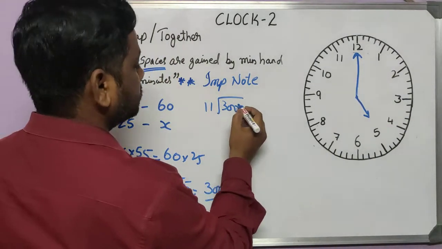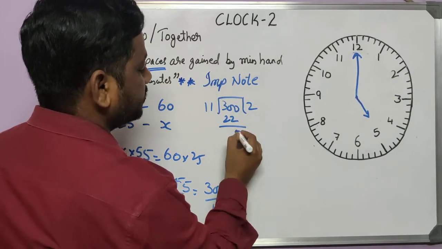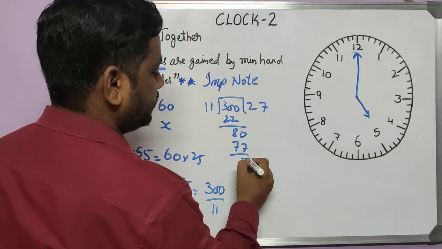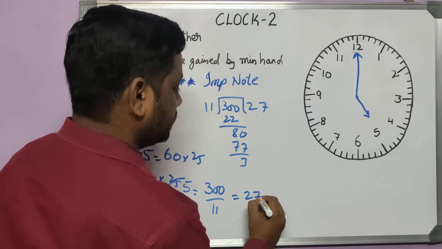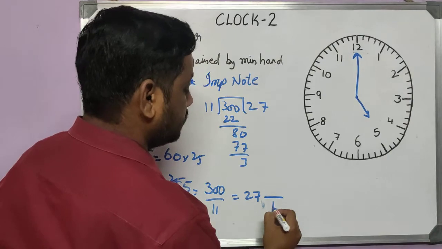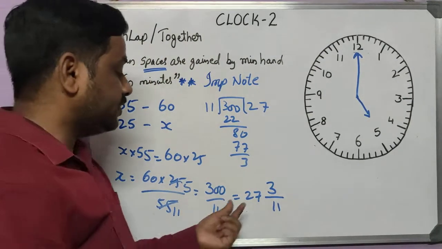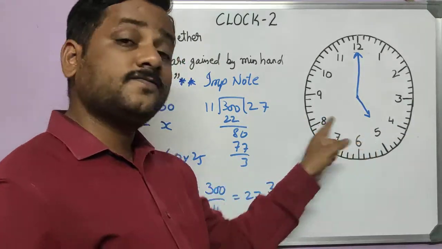So 11 2s are 22, remaining is 8 and 0. So 11 7s are 77 and remaining is 3. Now we can write that this can be given as 27 and 3 by 11, means you can write it like this, 27 here, 11 and 3, 27 3 by 11. So 27 minutes 3 by 11 seconds past 5 o'clock, after 5 o'clock.